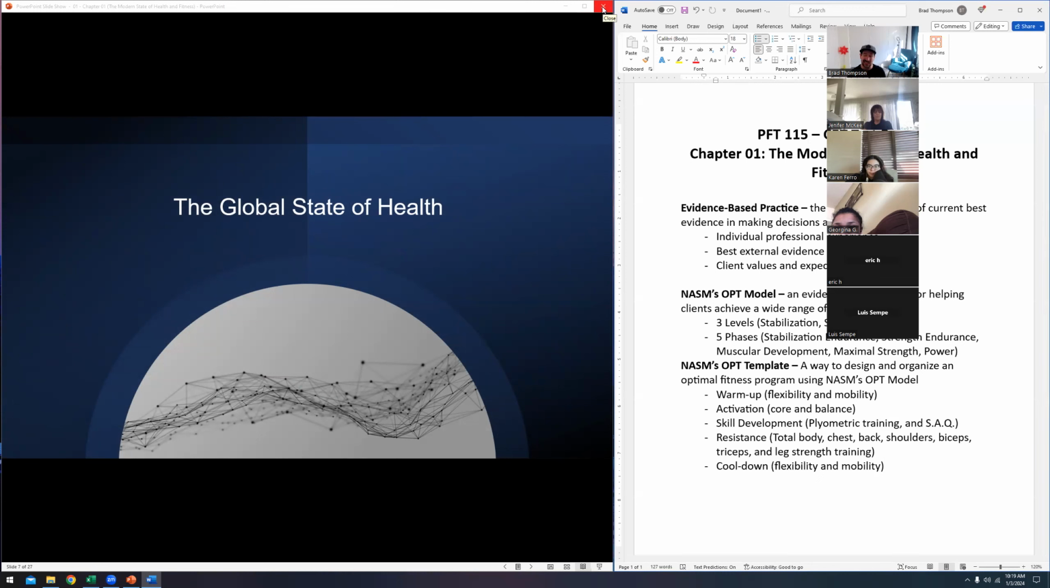So I actually don't necessarily directly use NASM's OPT templates anymore, but all of those principles that you get from mastering that template, I use directly on a standard sheet of paper. So still very, very effective. Eric, you can see we did that a little bit yesterday, right? We didn't even necessarily dive into a direct OPT yesterday.